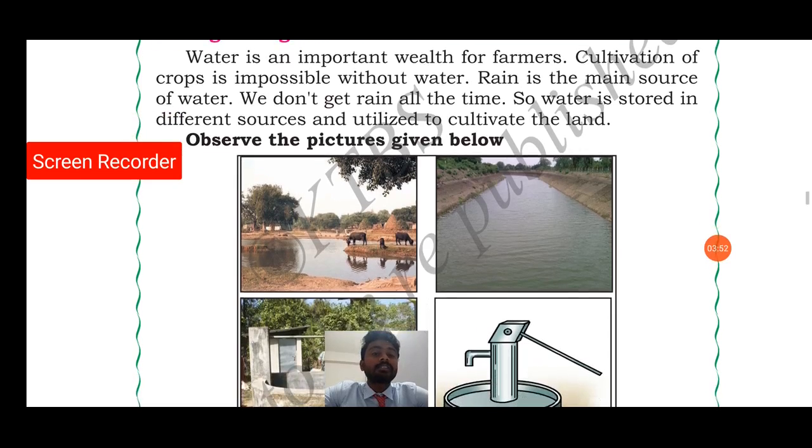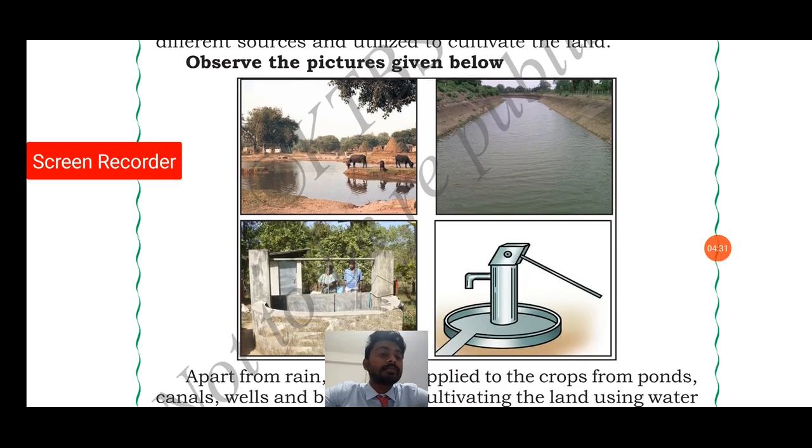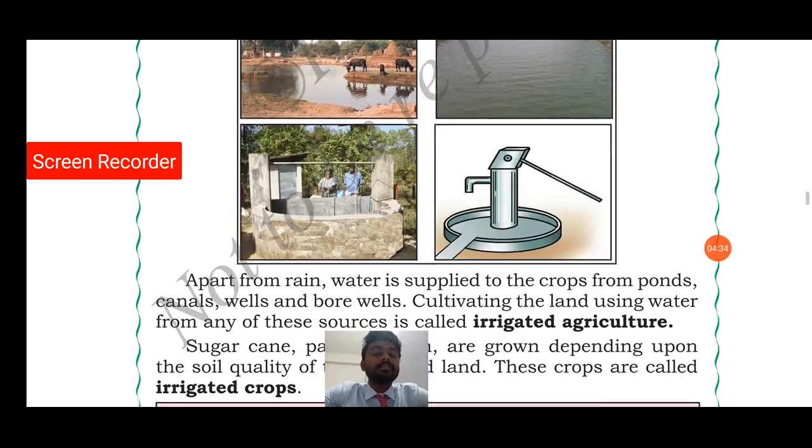So water is stored in different sources and utilized to cultivate the land. Observe the pictures given below. See, students, a well is there, a borewell is there, and also a canal is there. Yes or no?